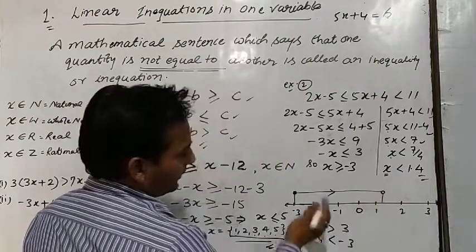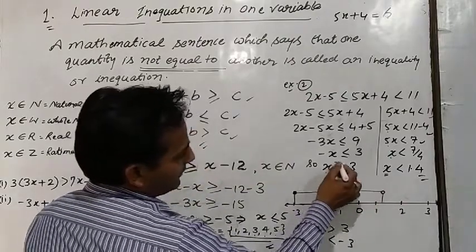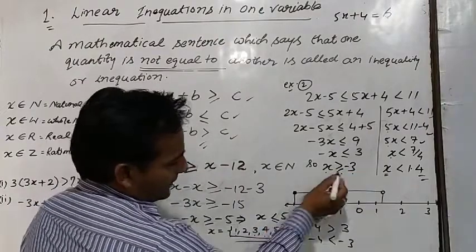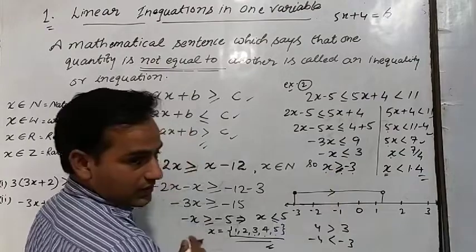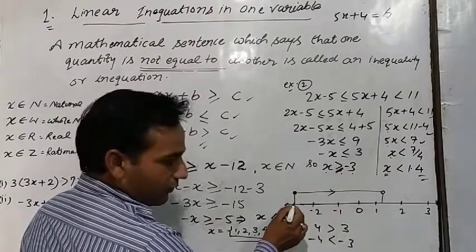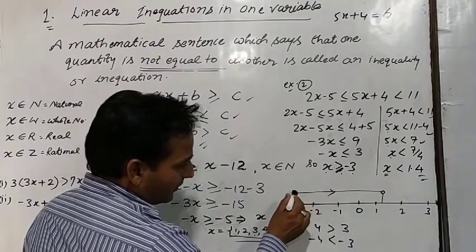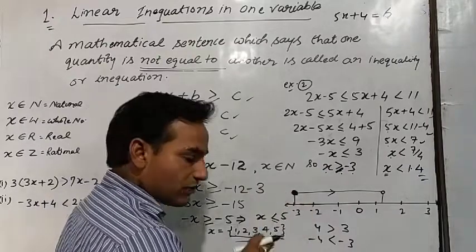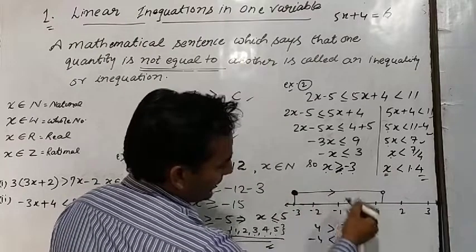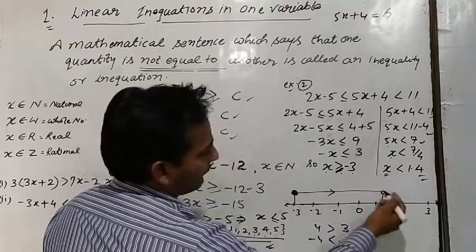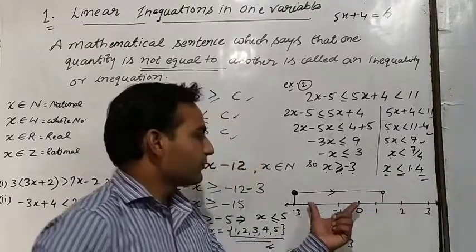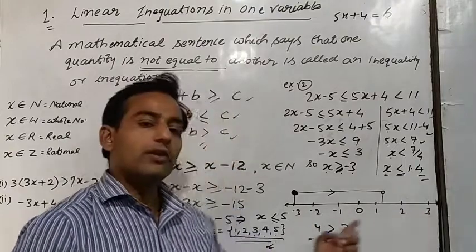And this side x is greater than or equal to -3. So -3 is involved because the equal to sign is there. That's why we have taken a darkened circle here, because -3 also is involved, and greater than -3 is -2, -1, 0, 1, everything, and here the condition is 1.4. So we have this representation on the number line also.